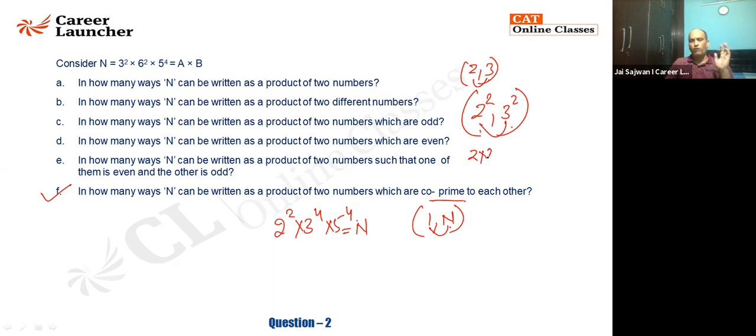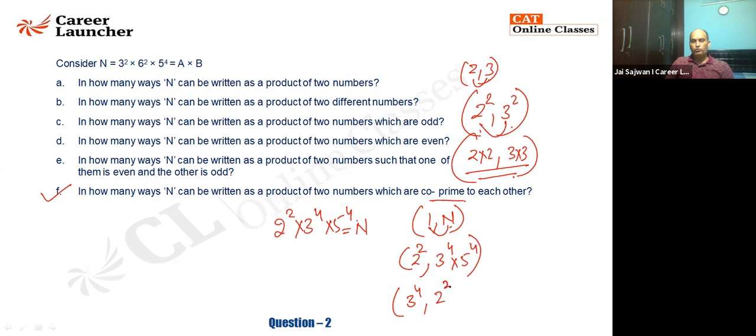Because one number is only forming from 2s and the second number is only forming from 3s, that's why they are coming out to be co-prime numbers. So I will say one combination is 1 and n. Second is all 2s coming together, and at the other place it is 3 to the power 4 and 5 to the power 4. Third, it is 3 to the power 4, with 2 to the power 2 and 5 to the power 4. In the next one it is 5 to the power 4, and 2 square into 3 to the power of 4. Yes, these are the combinations which are coming.